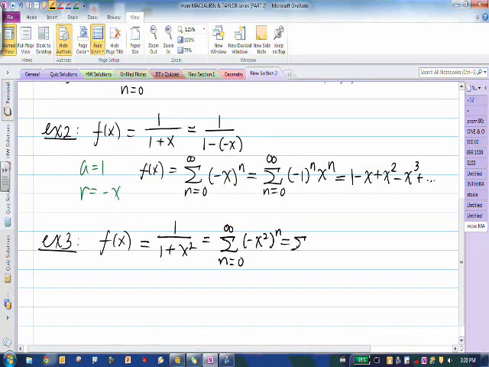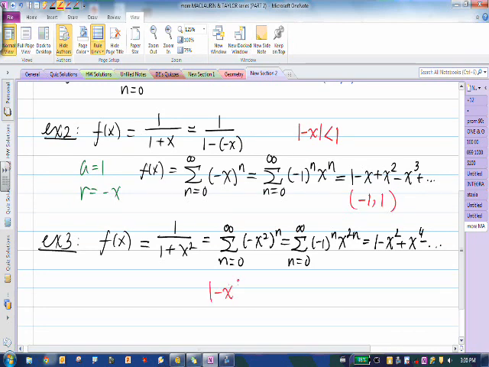And again, you can break that up as sigma n equals 0 to infinity, pull out the negative 1 to the n, then x to the 2n. And if you write it out, you just get 1 minus x squared plus x to the 4th, and so on and so forth. The interval of convergence is still just as easy because in this situation, the absolute value of r, the absolute value of negative x, has to be less than 1, and so it's still negative 1 and 1, open, open. Similarly here, the absolute value of negative x squared is less than 1, and so it's negative 1 and 1, also open, open.